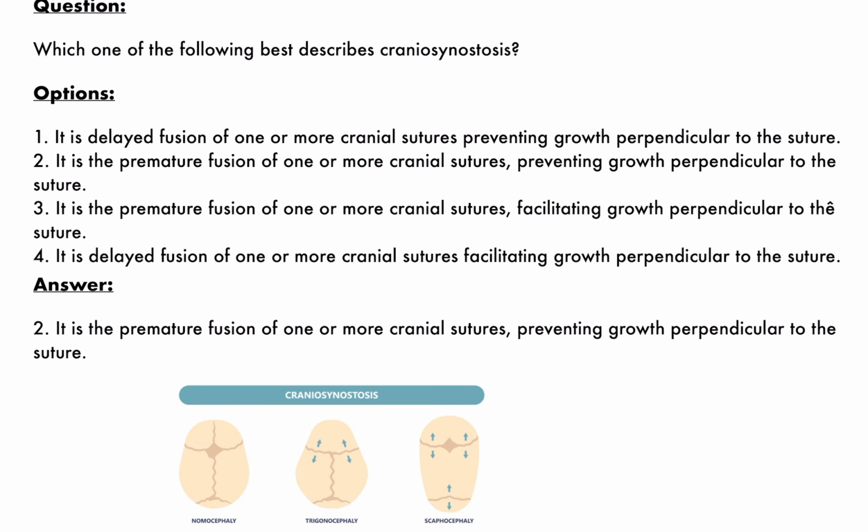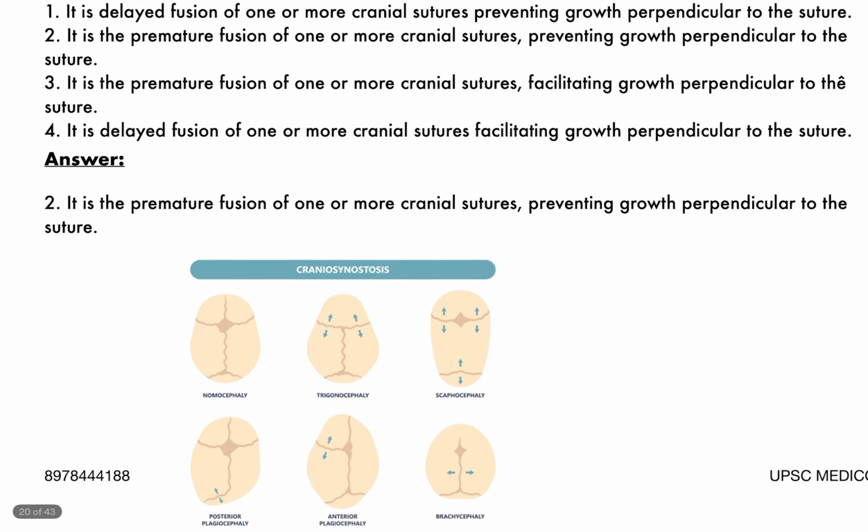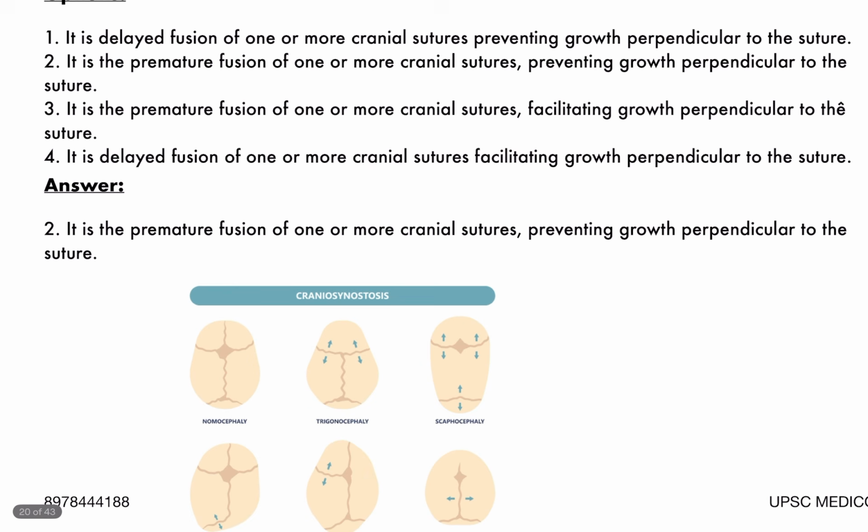Now, neurosurgery question, pediatric neurosurgery. What is craniosynostosis? Craniosynostosis is premature fusion of one or more cranial sutures. So, how many cranial sutures do we have in the head, in the skull?